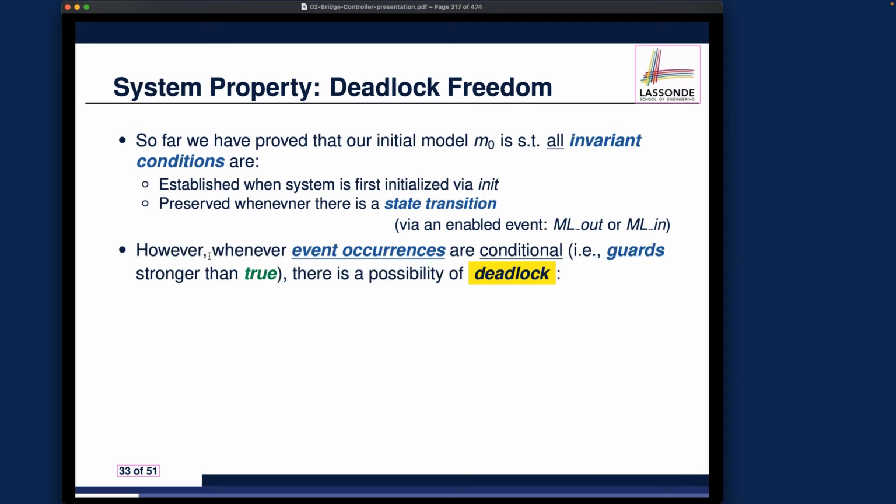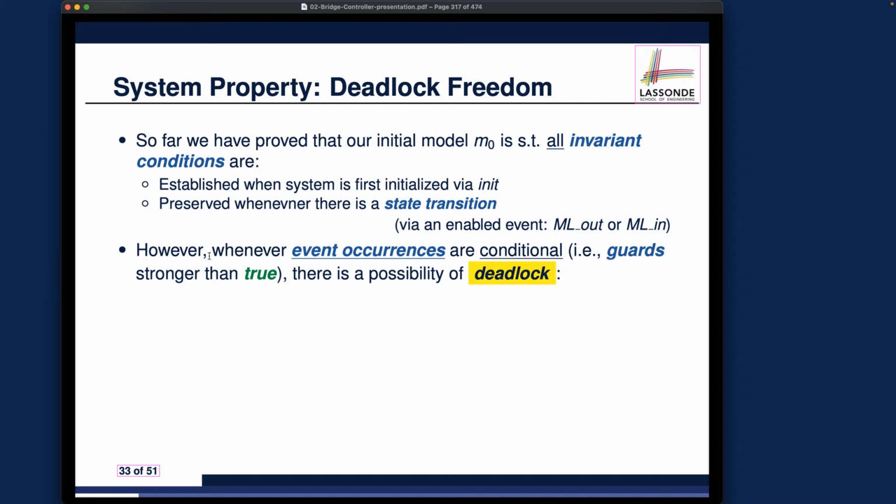And let's talk about Deadlock Freedom, which really has to do with the guards of the events. If you recall, in the very beginning, our first version of the initial model simply had ML out and ML in, simply unconditional, meaning that we don't have any guards. And I said to you before, if you don't have a guard for a particular event, it is as if you had true for the guard of the event, meaning that the event is always enabled, so you can always invoke it. The event will always occur without being blocked or disabled.